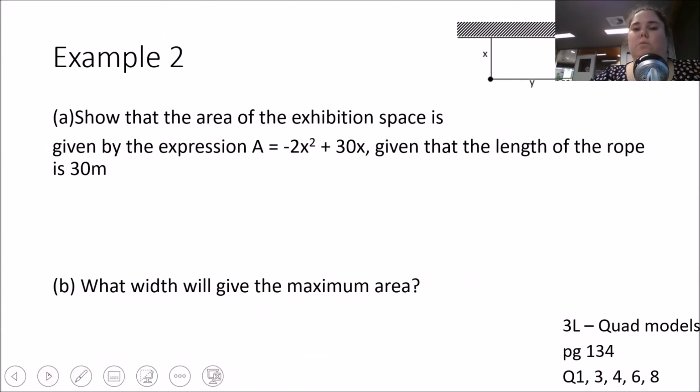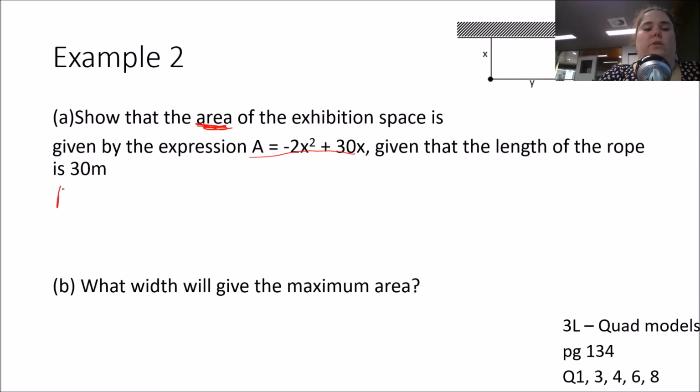Okay, the last question was really nice because it gave us the equation. While this one also gives us the equation, it's actually asking us to show how that equation was found. These are the harder ones, but follow through, see if you can follow my logic. So we're trying to show the area of something, and it's a rectangle. So I know area equals length times width. So that's a good start.